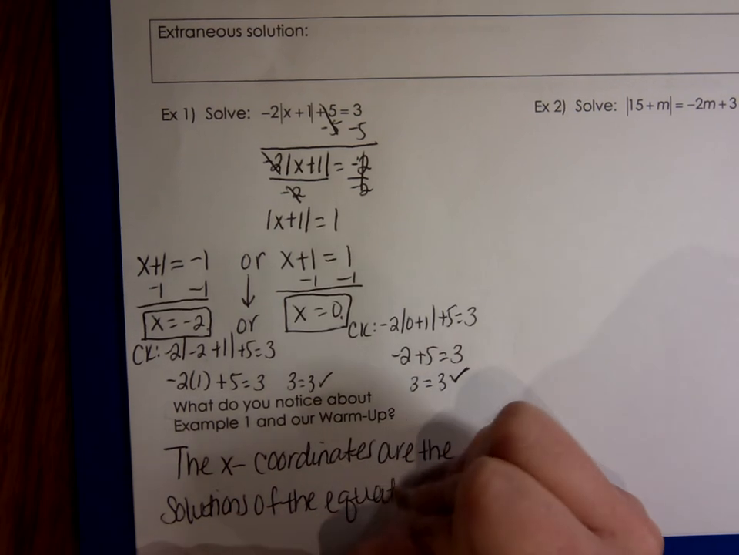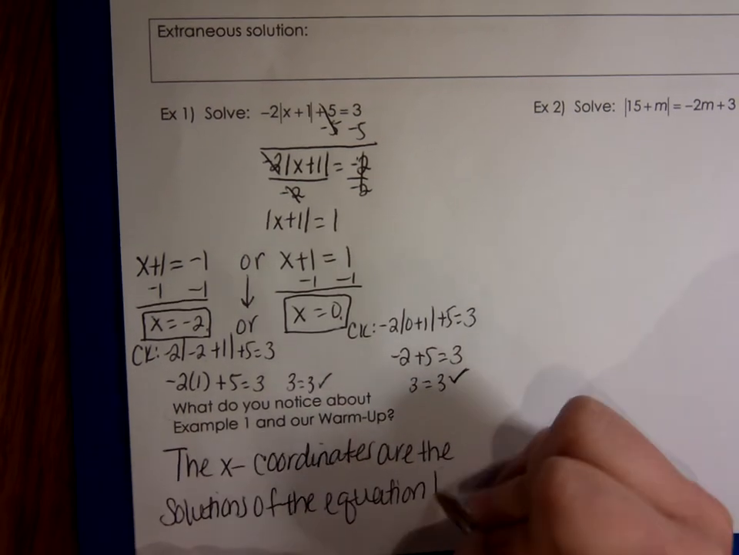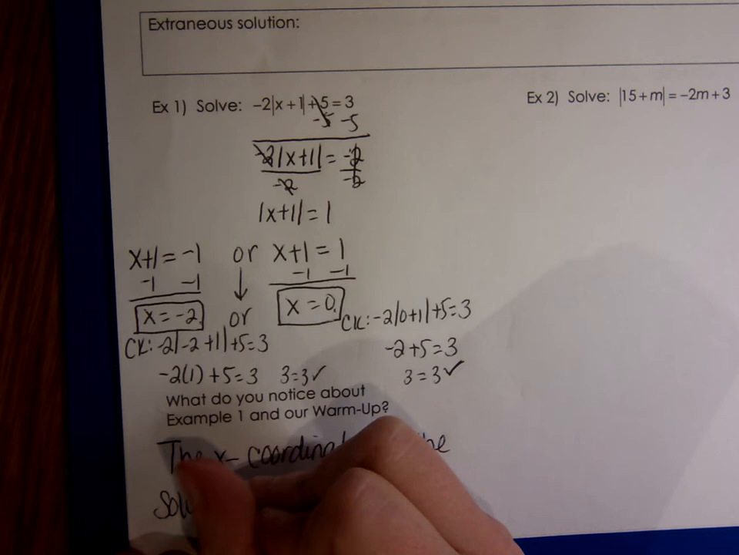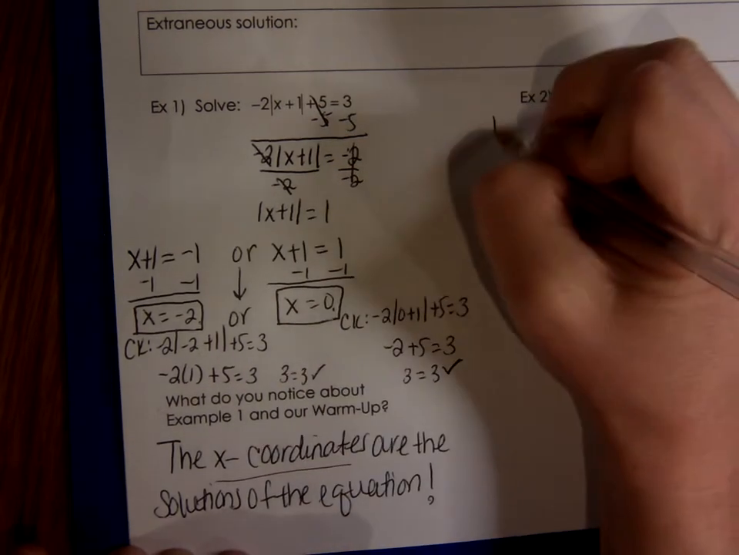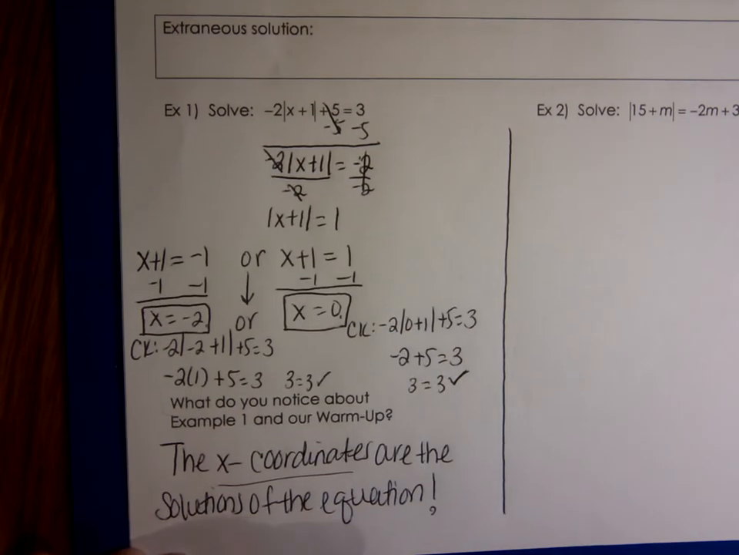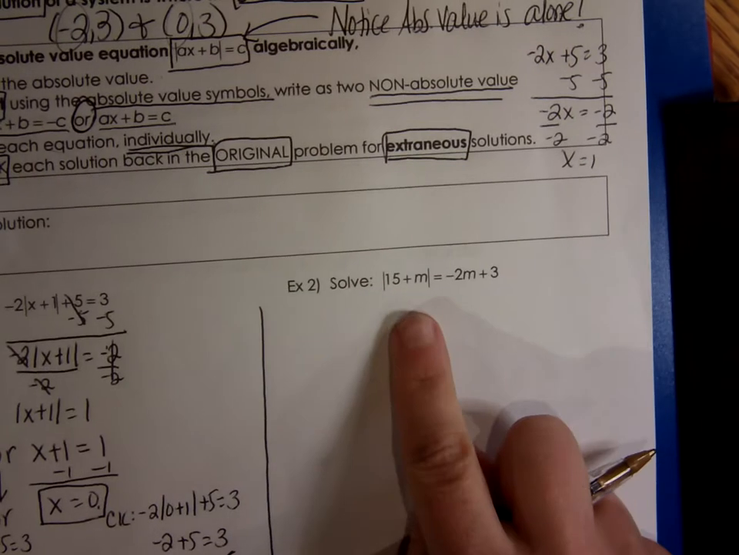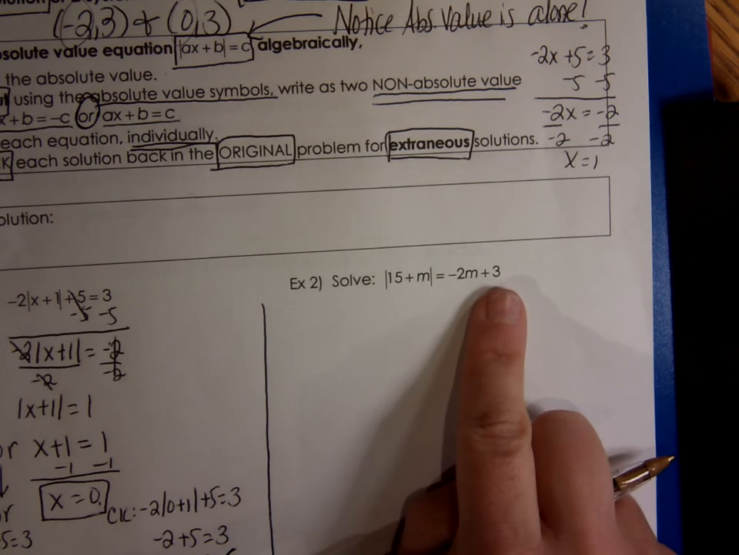It's always fun how things are connected, and that's kind of a cool thing. It's the x coordinates. All right, in example number 2, it takes things to the next level. We have ourselves an absolute value is equal to a linear expression.